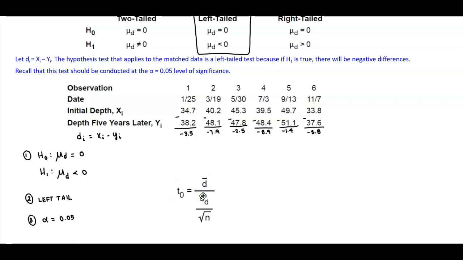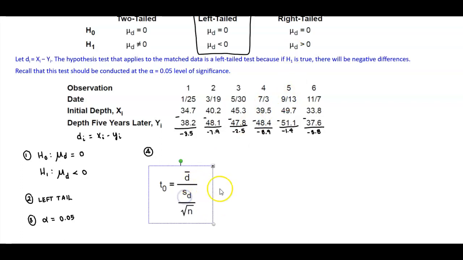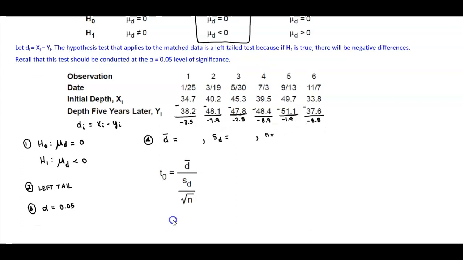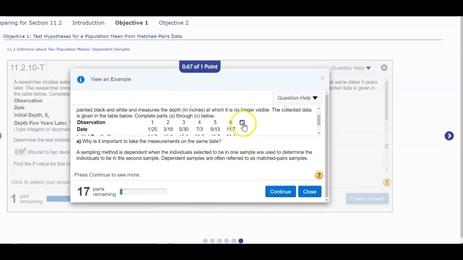The next information is we want to be able to find the test statistic. So if you look here, here's our formula. D with a bar over it means the mean of the differences. And then s subscript d is the standard deviation of the differences. And then n is going to equal the sample size, which is 6. Okay, so now we're going to use StatCrunch to determine the mean of the differences and the standard deviation of the differences. So I'm going to go ahead and open up this data in StatCrunch.